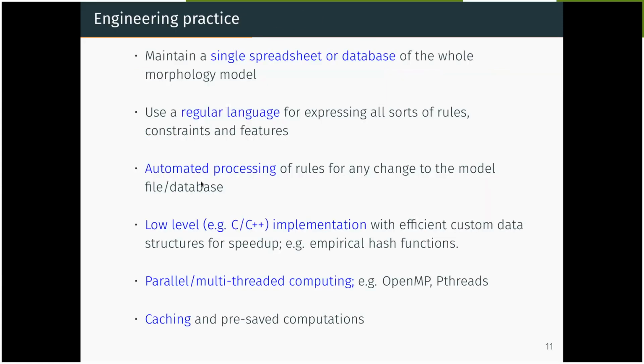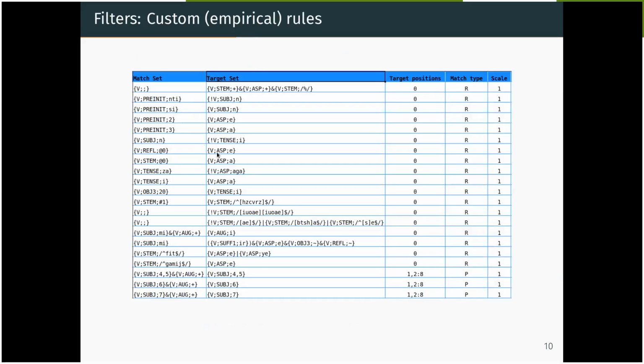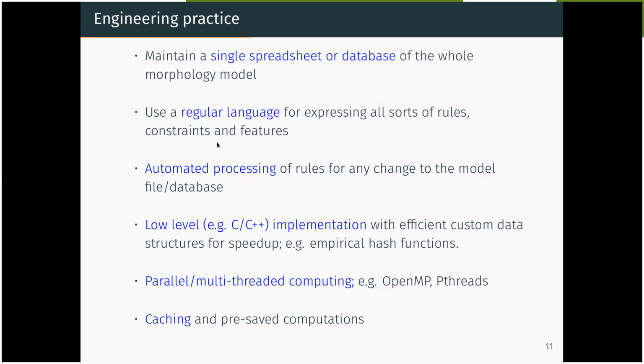Now we talk about the practical part, what I call the engineering practice, some of the things you observe. Because of these things you have to maintain, it's advised that you keep a model in a file. So you have like a database or a spreadsheet that has all of these rules and lexicon and morphographemics and so on. And then you need to use a language like the one I used here to express the rules.